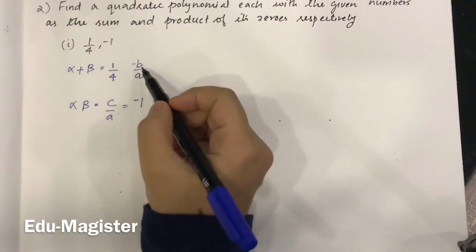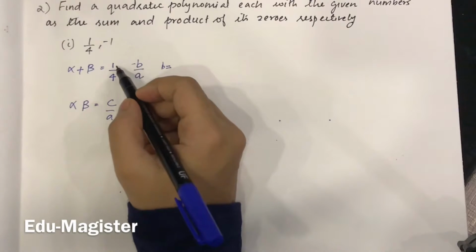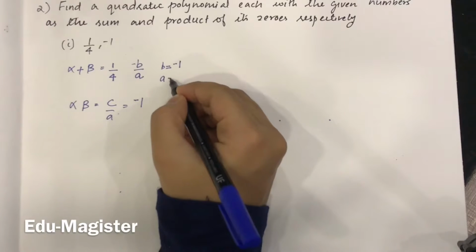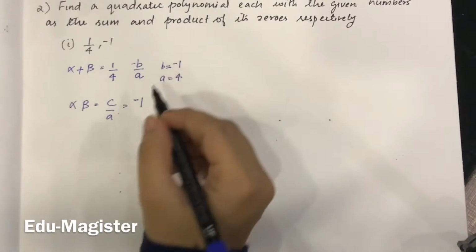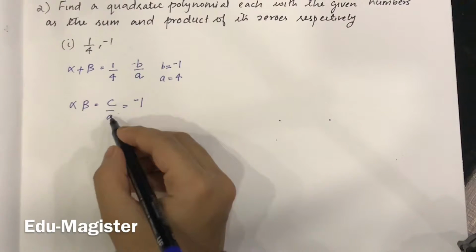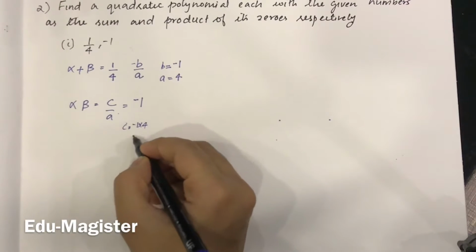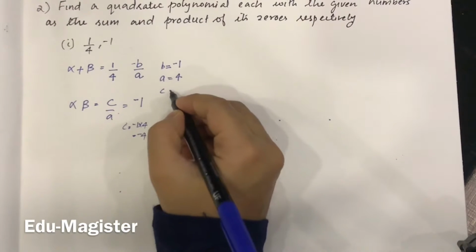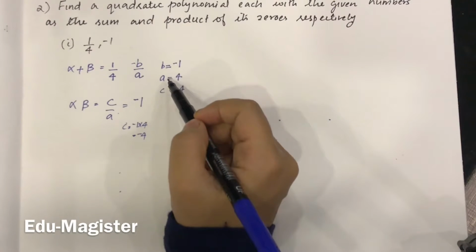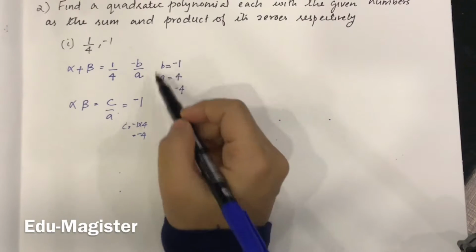So from this you can see that what is b? If minus b is 1, what is b? Minus 1. And what is a? 4. And from this we know that a is equal to 4. So what is c? If a is 4, c is equal to minus 1 into 4, which is minus 4. So c is equal to minus 4. So we have got what is a, b and c. Now we can find the quadratic polynomial that fits this, right?